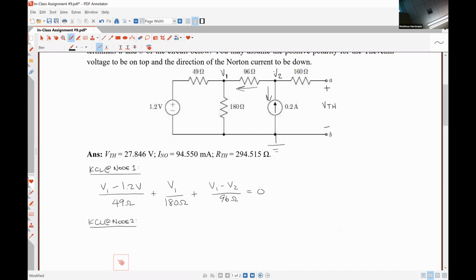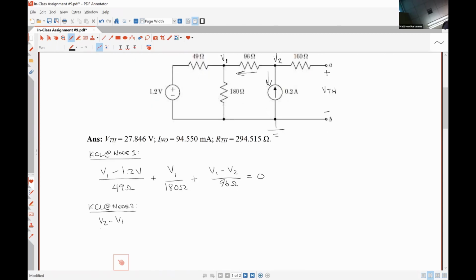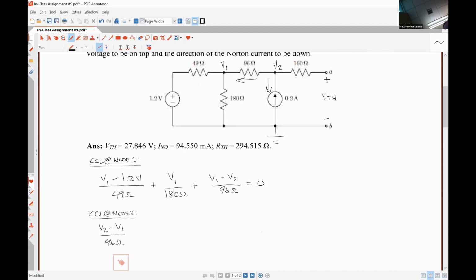What is the current directed from right to left through the 96 ohm resistor? V2 minus V1 over 96 ohms. Alrighty. And what is the current flowing down through the current source? Negative 0.2 amps.